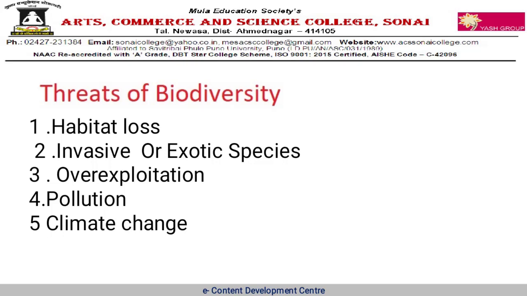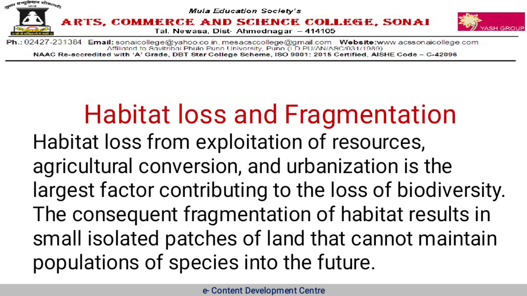In that, the first one is habitat loss and fragmentation. Habitat loss from exploitation of resources, agricultural conversion and urbanization is the largest factor contributing to the loss of biodiversity. In habitat loss, the first example is urbanization. Due to urbanization, different species of plants will go extinct. The consequent fragmentation of a habitat results in small isolated patches of land that cannot maintain the population of a species into the future.